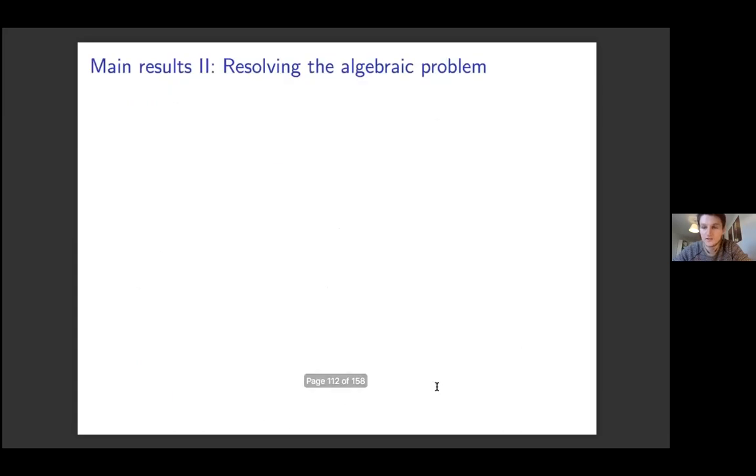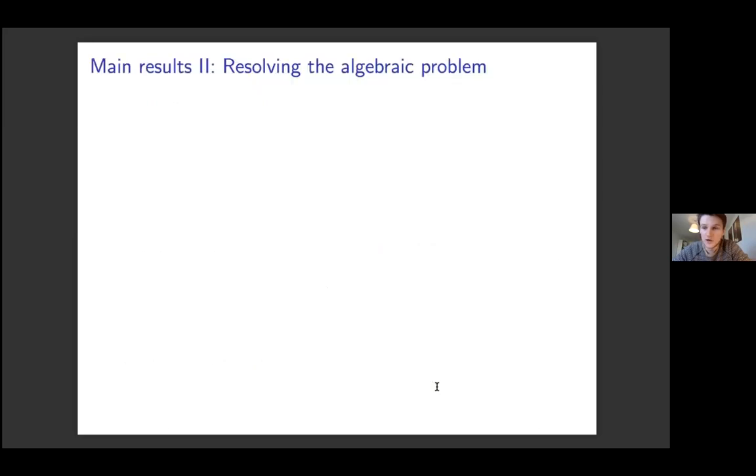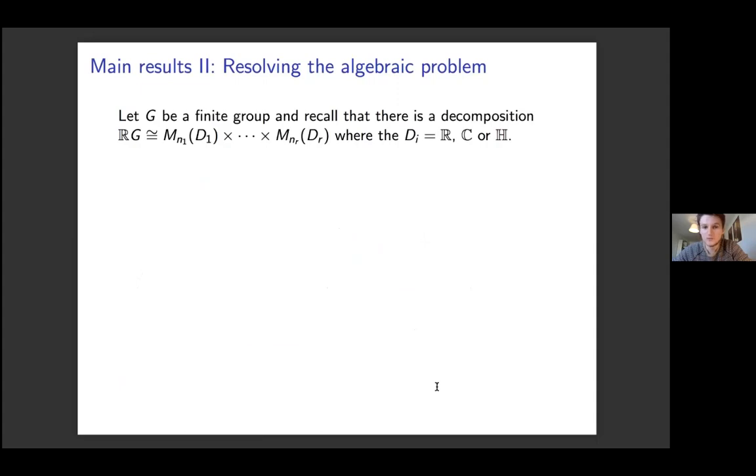Okay, and so that's the results from the reduction to topology. Now there's the second part of the results, which is resolving the algebraic problem. So how can we resolve the algebraic problem? I need a few preliminaries here. If G is a finite group, and remembering all groups with four periodic cohomology are finite, then recall that we always have a decomposition of the real group ring RG as the product of matrix rings over division algebras, real division algebras, which always have to be just R, C or the quaternions H. Okay, so everything has this decomposition. This corresponds to the real representations of the group G.